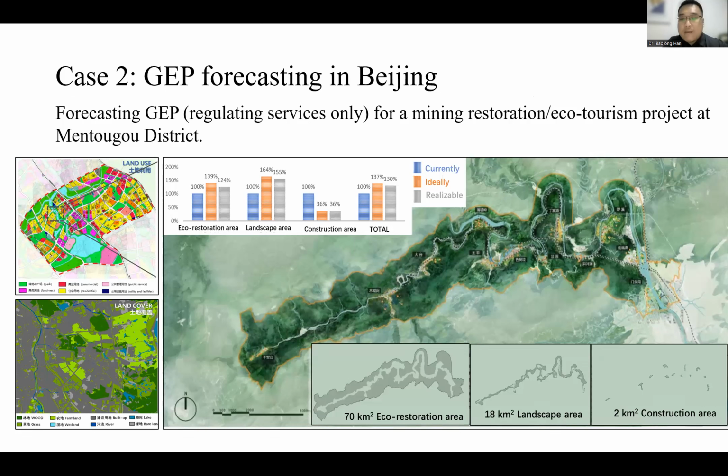This is a tourism plan in a wide area of Beijing. At the very beginning, this plan would have caused a decrease of almost 64% of regulation service. And the government found this problem. They asked the tourism project designer to redesign their plan. And finally, their regulation service doesn't decrease, but increases almost 37%.